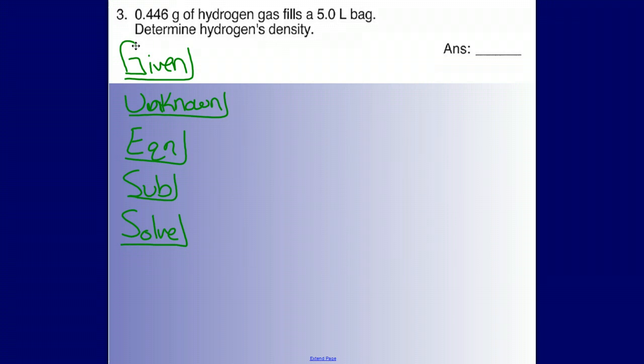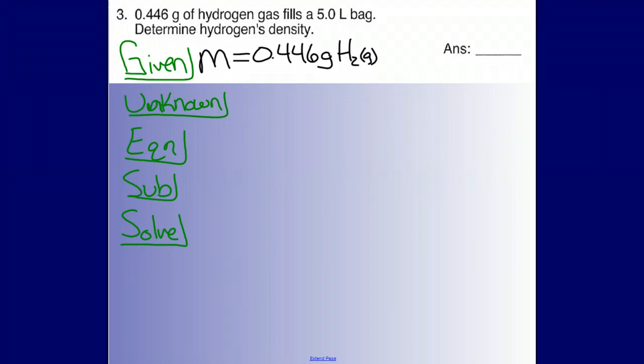We want to list what it is that we are given. So in our problem here, 0.446 grams of hydrogen gas fills a 5.0 liter bag. Determine hydrogen's density. Well, what are we given here? I am given grams of hydrogen. We know from our earlier video that grams is a measurement of mass. So I am given mass, and that equals 0.446 grams of hydrogen gas. H2 is always going to be a gas, so right now I just want to label it. If you label it just gas, that's fine.